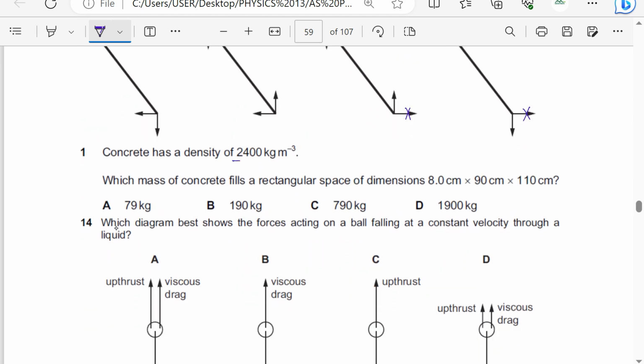Concrete has density 2,400 kilograms per meter cubed. Which mass of concrete fills a rectangular space of dimensions 8 by 90 by 1110? Okay.